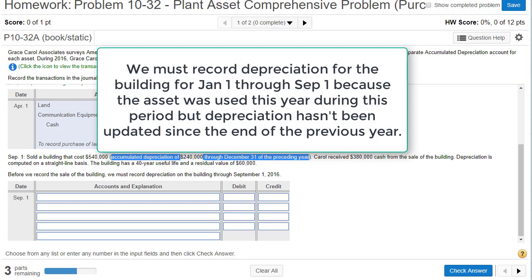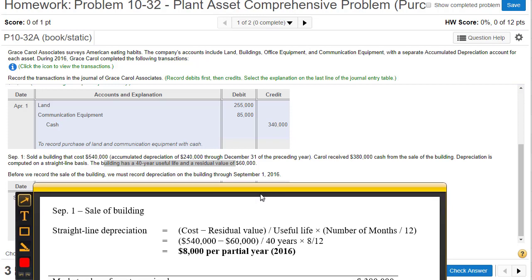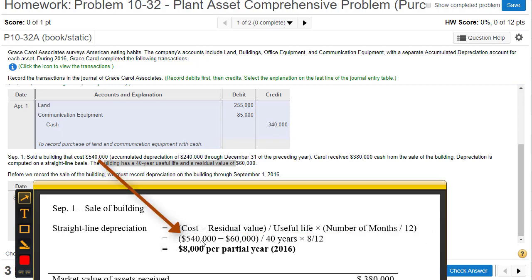Okay, so here's how we're going to do depreciation. Notice it says this company uses straight line for the building, and it has a 40-year useful life, residual value of $60,000, and we said we're going to do it for 8 months. So here's my calculation. First of all, we need the formula in words. Cost minus residual value divided by useful life times the number of months divided by 12 months. So the cost was $540,000, residual value of $60,000. And we're going to divide that by 40 years. And it's 8 months from January 1st through the end of August. So we do the math, and that's $8,000 of depreciation for this partial year for 8 months.